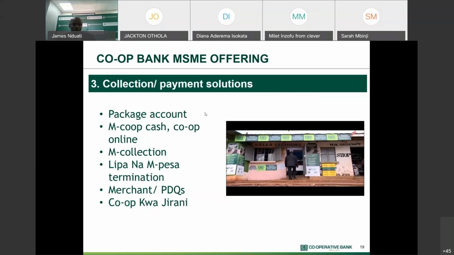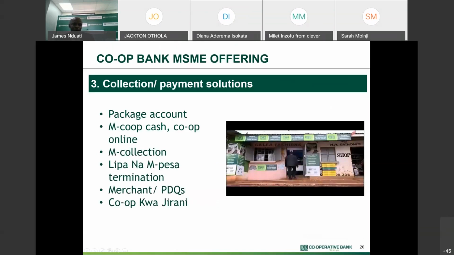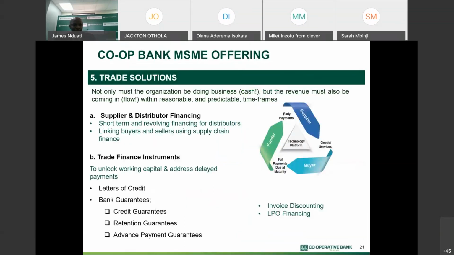So those are some of the solutions that you can see on collection and payment solutions, whereby we can partner or you can make use of them to free up your time and increase efficiency on your side, because you'll be having more time to do more business. On the side of asset finance, depending on where you are, the kind of business you are doing, we can support you in terms of financing, whether it is pickups, lorries, buses, medical equipment, even solar solutions. We are able to do that. We have partnered with various suppliers of these machinery and vehicles, and we have very competitive rates and financing. So just visit us, bank with us, and you'll be able to enjoy this.